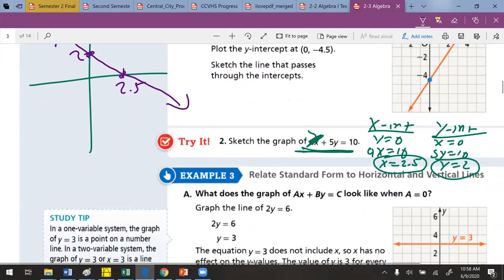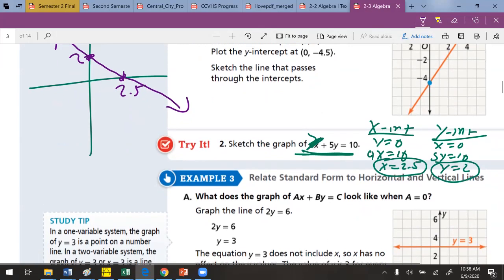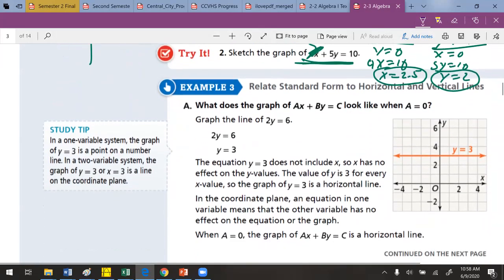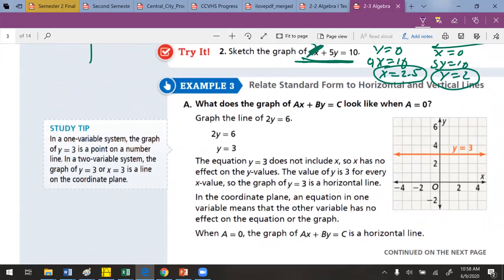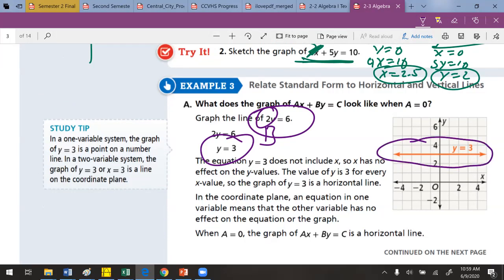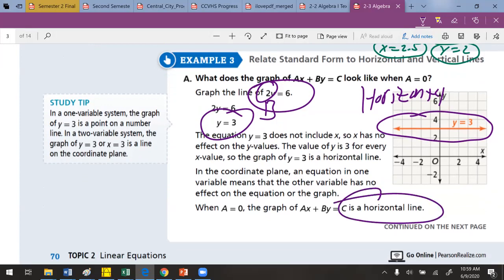So focusing back on this. Relating standard form to horizontal and vertical lines, okay? This is very important. For graphing the line 2y equals 6, this right here is technically your value of b, and that helps you find just when y is by itself. And when y is by itself, it's horizontal. Okay, it's a horizontal line, very important. So bing, bang, boom, there you go, horizontal.